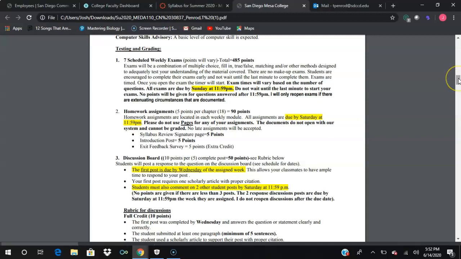This kind of goes through the points. The homework is worth 5 points each, so each individual homework per chapter is due. And there's 5 points of extra credit at the end for an exit feedback survey. That will be the only extra credit possible in this class. For the most part, we don't utilize extra credit.